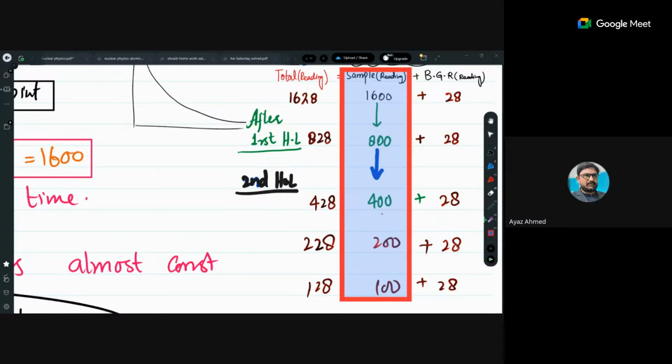Okay. After another half life, 400 has been reduced to 200 and 28 is still there. So what is your total count rates? 228. And then finally, when half life has been reached, ये आपके पास हो गया third half life, fourth half life, fifth half life. So when the sample reduced to 100, your total number would be 128. Got it?